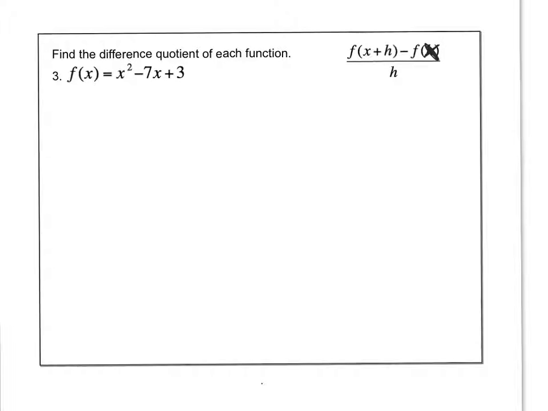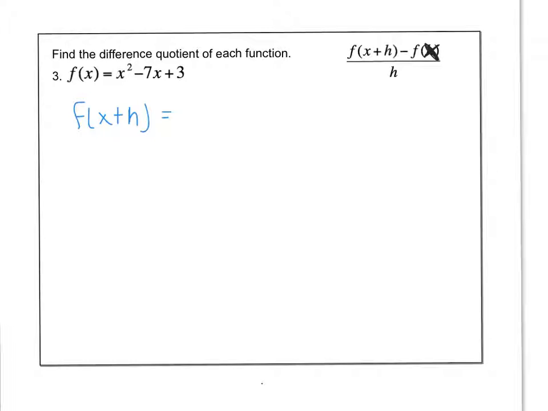This looks a little bit more complicated than what we did yesterday, yes? Yes. So still same steps. What I wrote out yesterday is the first thing you want to do is find f of x plus h. That's what we're going to do first. It's just going to be a little bit more complicated because this is a bigger problem.